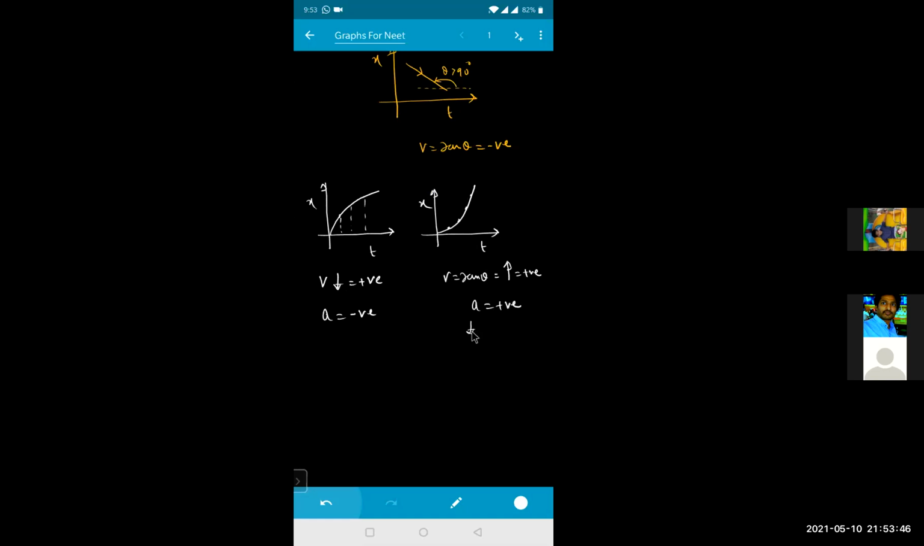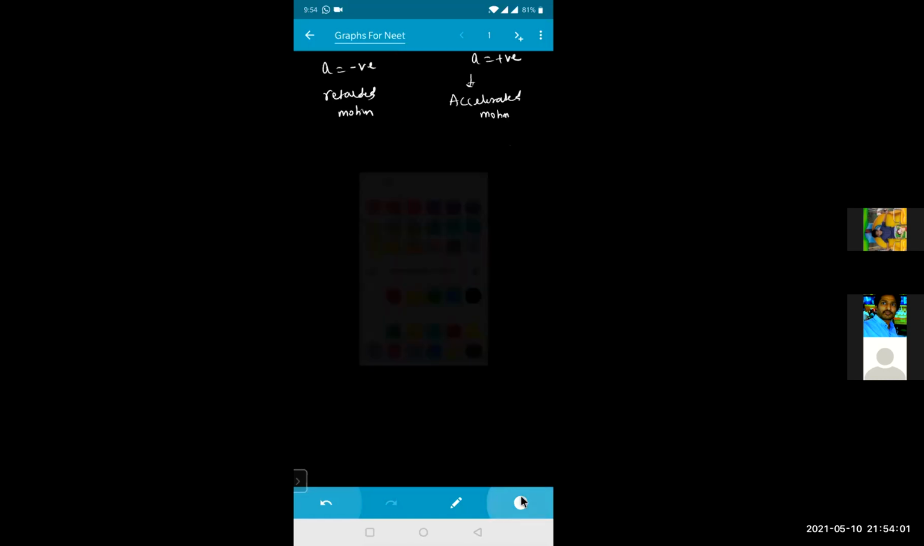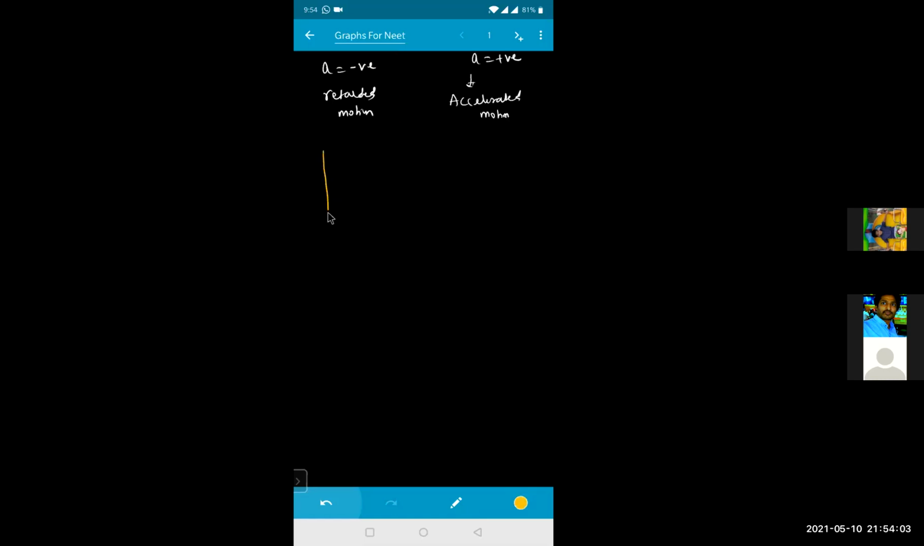That means the particle is moving with positive velocity and positive acceleration. That means I can say it is an accelerated motion. This will be your retarded motion, because acceleration is negative for you. Now, if I draw the graph like this, can anyone tell me what the answer will be?